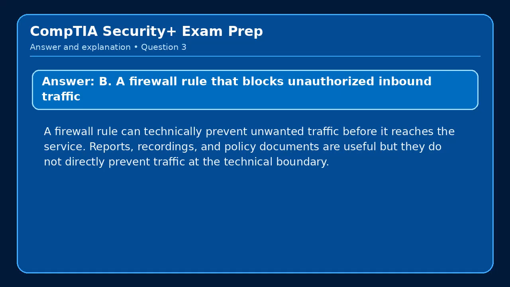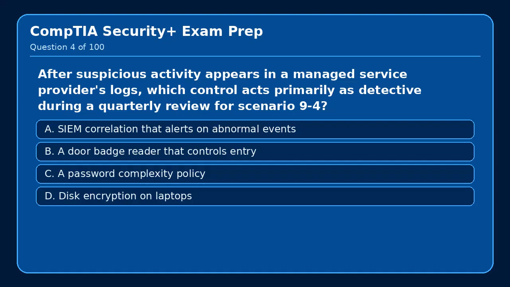Question 4. After suspicious activity appears in a managed service provider's logs, which control acts primarily as detective during a quarterly review for scenario 9? A. SIEM correlation that alerts on abnormal events. B. A door badge reader that controls entry. C. A password complexity policy. D. Disk encryption on laptops. Take a moment to choose your answer.